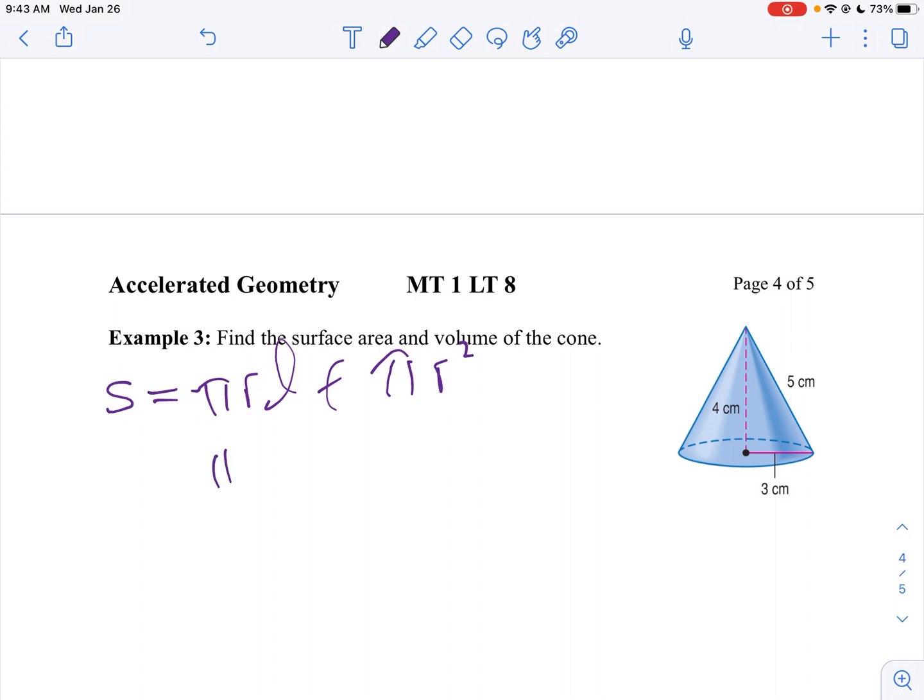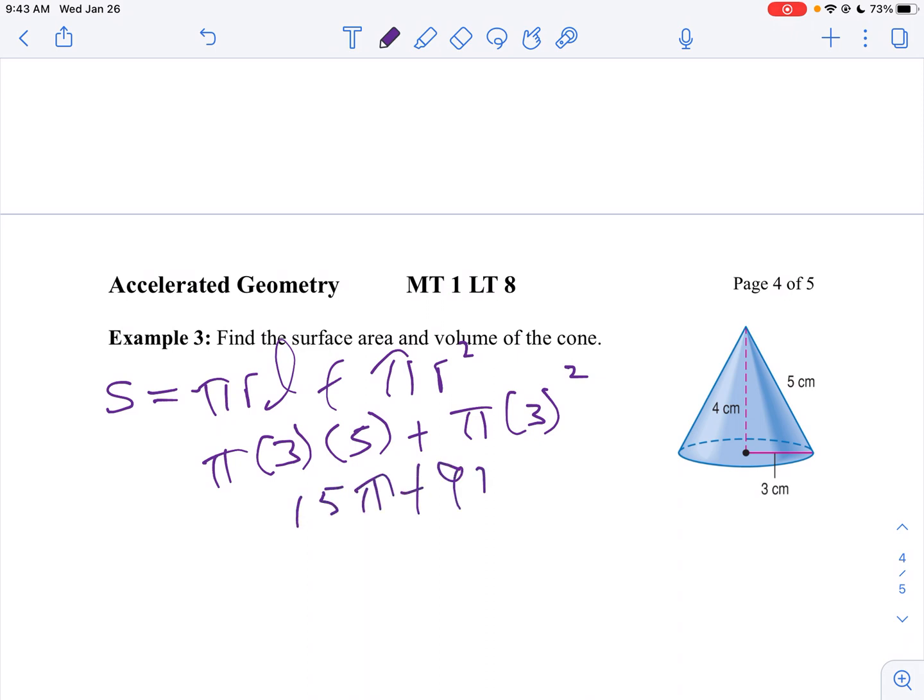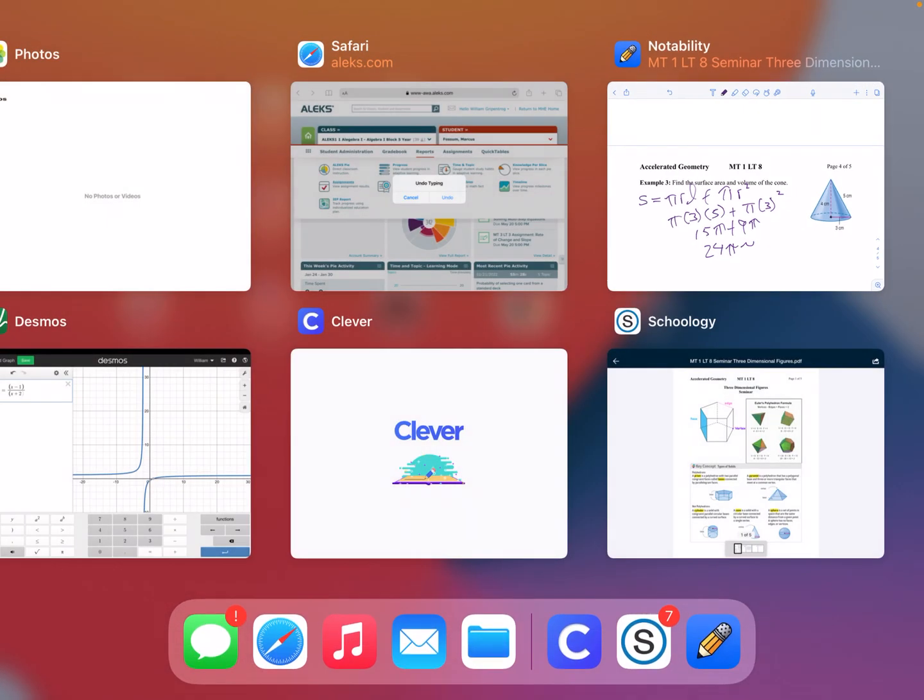So I'm going to take pi, my radius is 3, and my slant height is 5, plus pi times 3 squared. So in other words, that'll be 15 pi plus 9 pi, which is 24 pi. That's the exact answer. And then if we use our calculator, let's take 24 times pi.